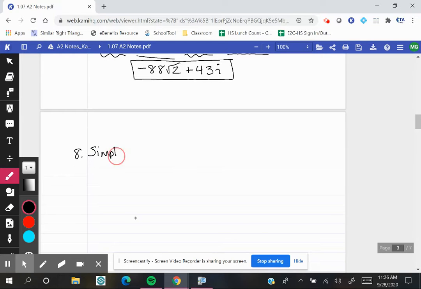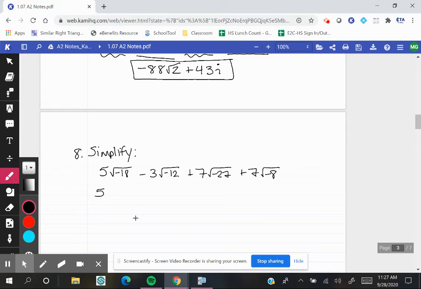Let's do another one. So simplify 5 times the square root of negative 18 minus 3 times the square root of negative 12 plus 7 times the square root of negative 27 plus 7 times the square root of negative 8. So a lot of imaginary numbers in here. And we also have some that need to break down into perfect squares. So let's start the first one together, and then if you're feeling comfortable, pause the video and see if you can finish it on your own.